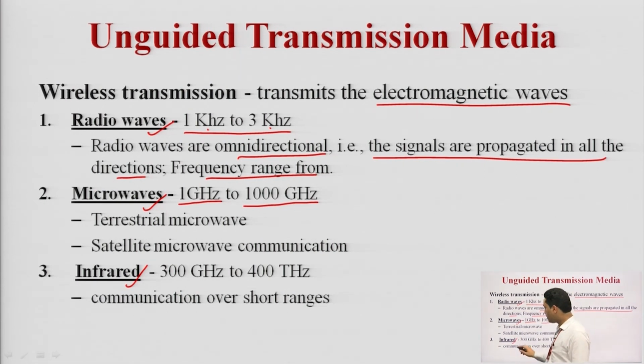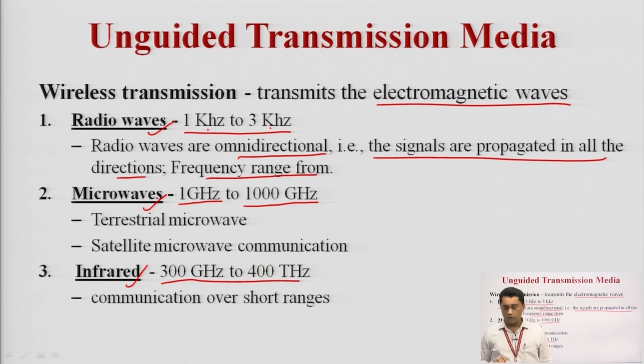Another important one is infrared, but it is only for shorter distances. We have seen this in our remotes and in mobiles: infrared waves are for shorter distances, and the frequency range is from 300 gigahertz to 400 terahertz. So, this is much higher than the others. This is all about the unguided transmission media.